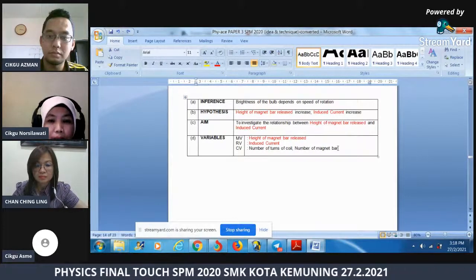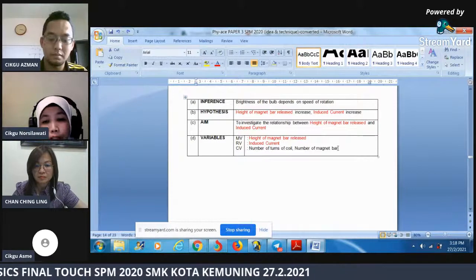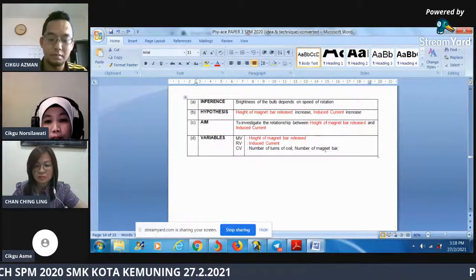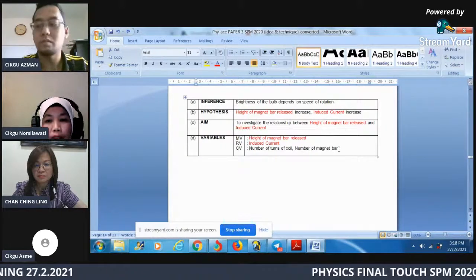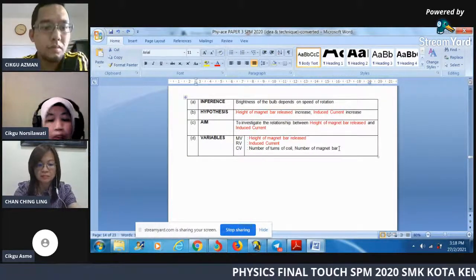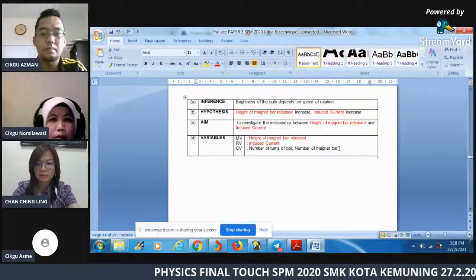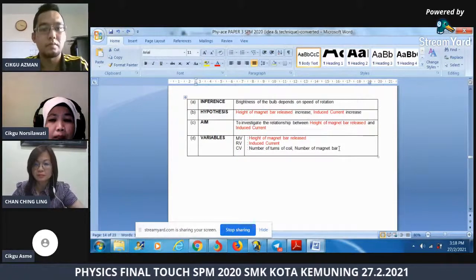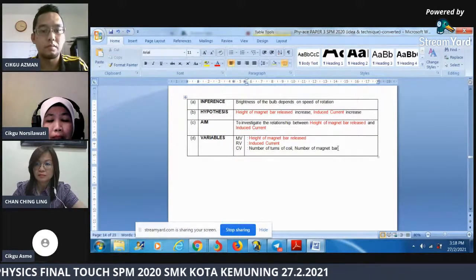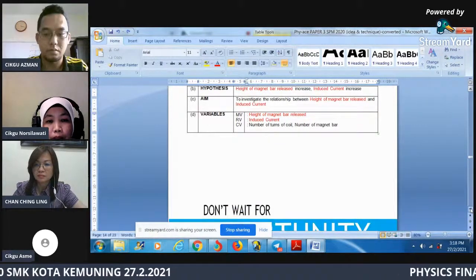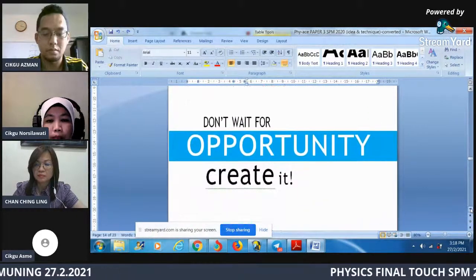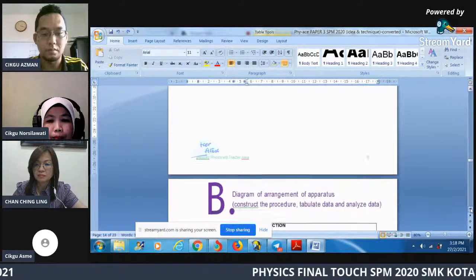A variable here is a physical quantity that can be measured. So please bear in mind the constant variable cannot be a type or a size; it must be something that has a unit and can be measured. So that is number one.